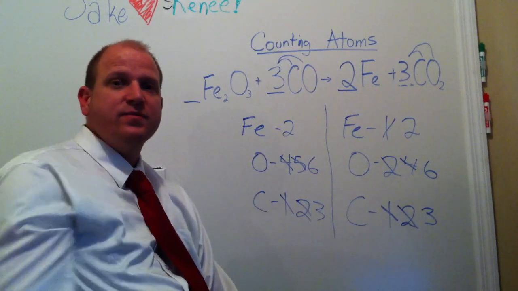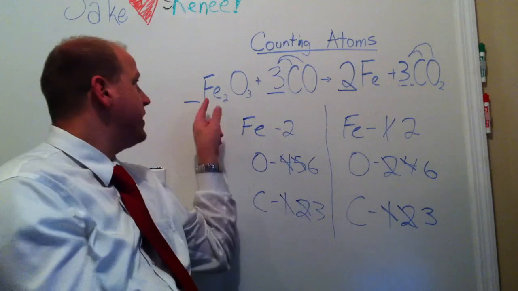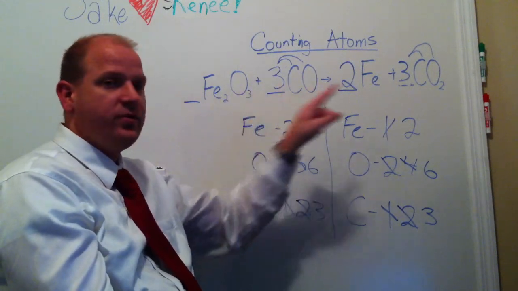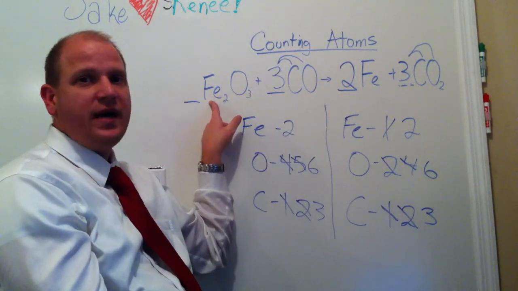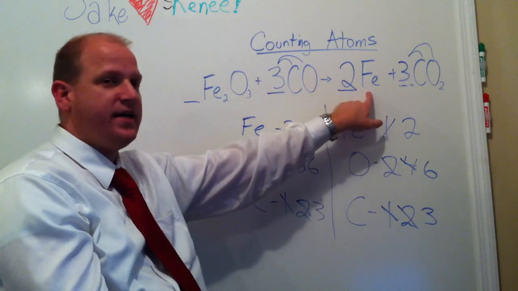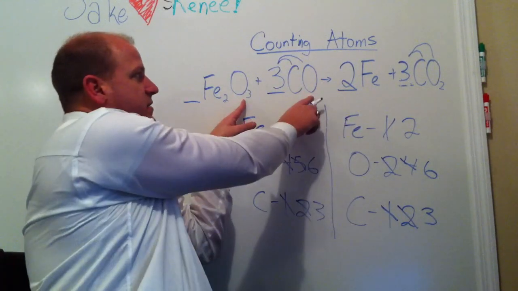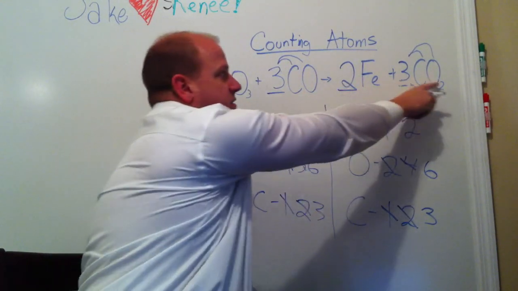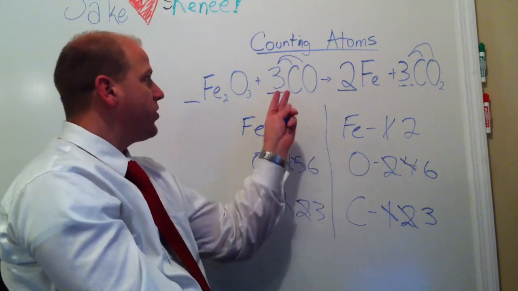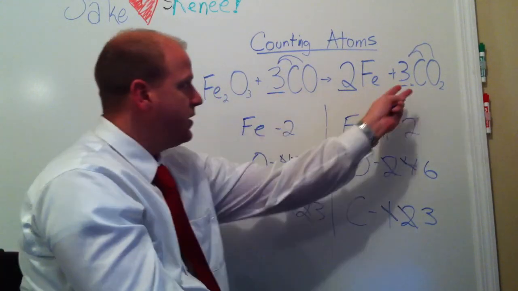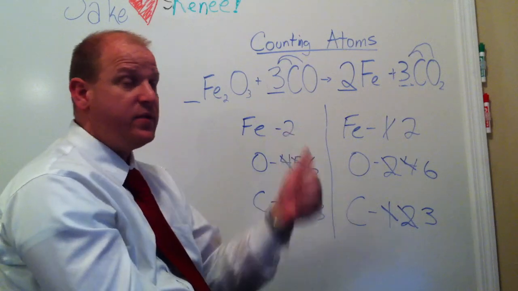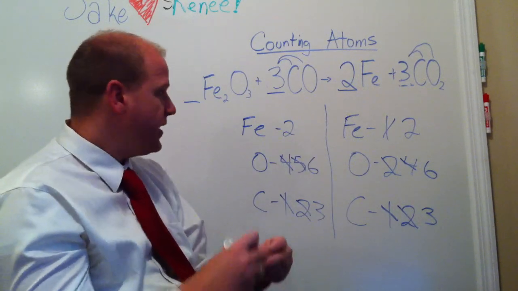However, it's always important to just double check. So right here, I'm going to look through my equation. I've got 2 iron, 6 oxygen, 6 oxygen, 3 carbon, 3 carbon. This equation is balanced.